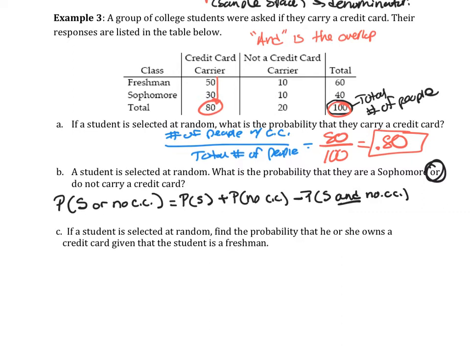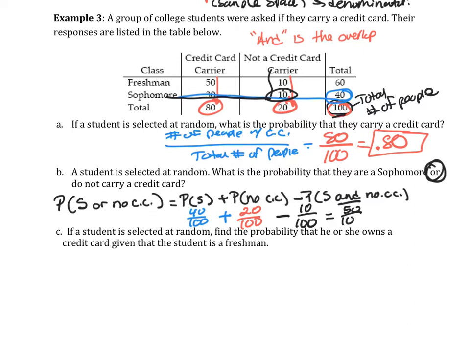So the probability that they're a sophomore, regardless of whether they have a credit card or not, 40 total sophomores over the 100 total, plus the probability they do not have a credit card, again, regardless of whether they're freshman or sophomore, 20 people don't have a credit card, and then minus the overlap, which again is one of those middle numbers, minus the probability that they're a sophomore and do not carry a credit card, which is 10. And again, it's all over the total number of people. This would be 50 over 100, or 0.50.